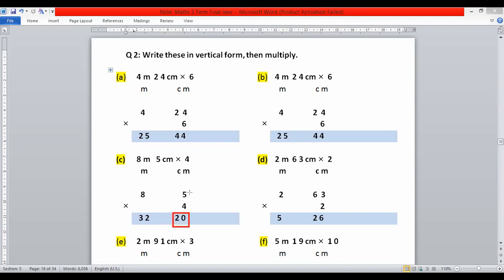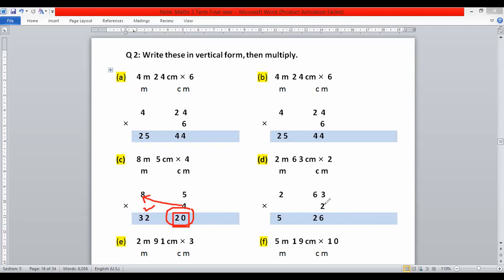And after that, we multiply 4 by 8. 4 eights are 32. Dear students, remember that when we get the answer more than 100, then we convert the centimeters into meter. Otherwise, write the answer as it is.